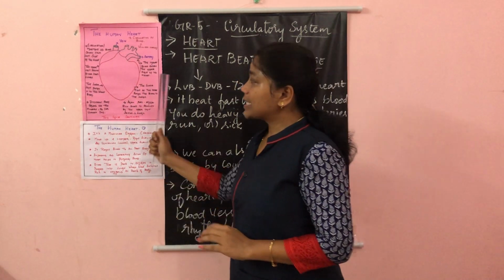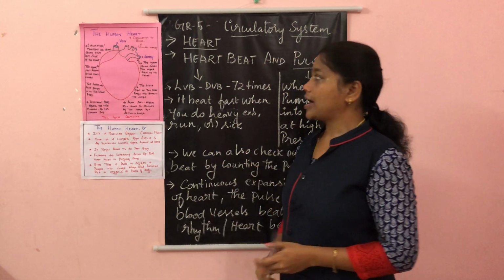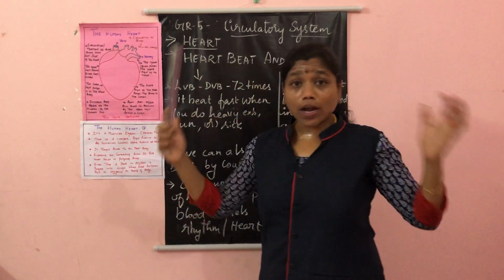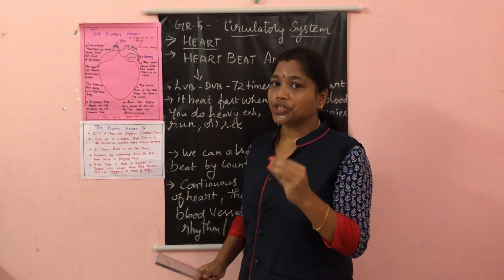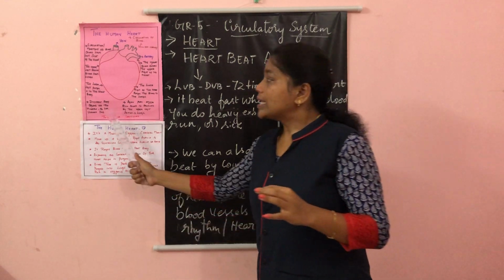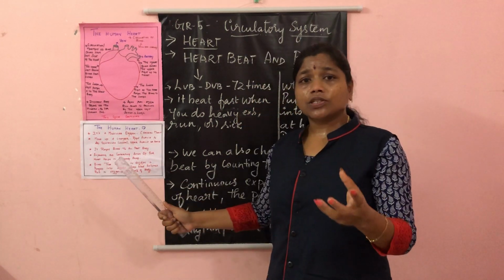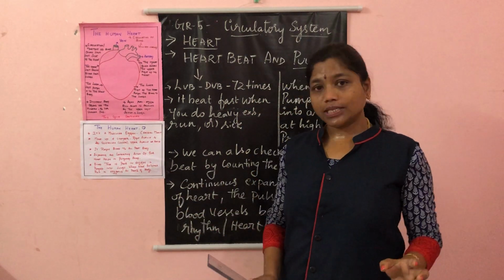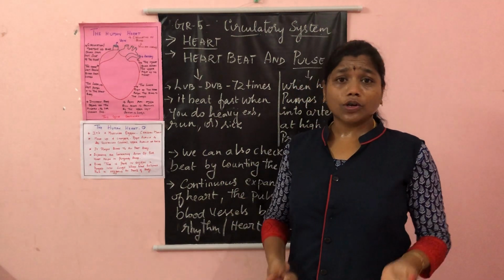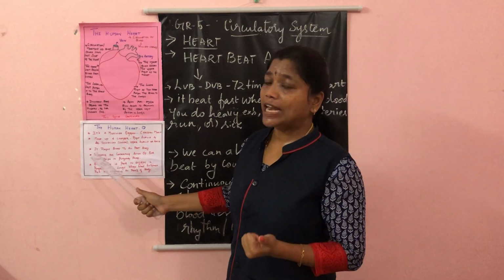Clear with this? Next comes the right side of the heart. What happens? Once this blood is sent to all the different parts, it is rich in oxygen, essential food, minerals, everything. Our body needs minerals and oxygen for all other life processes, like respiration, excretion, growth. We need food and energy.